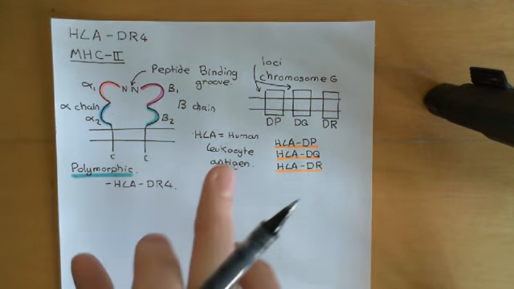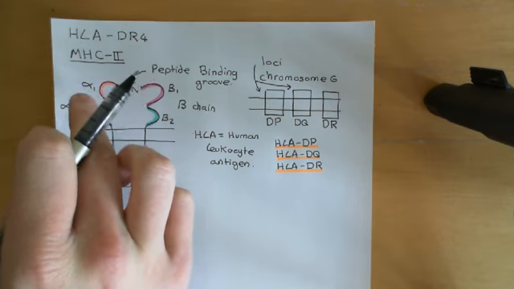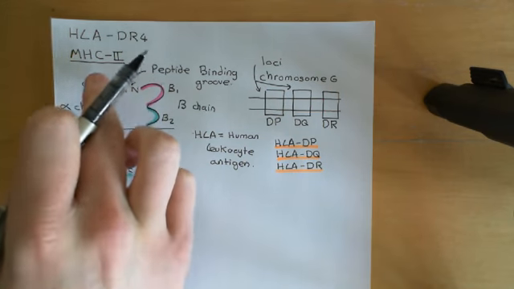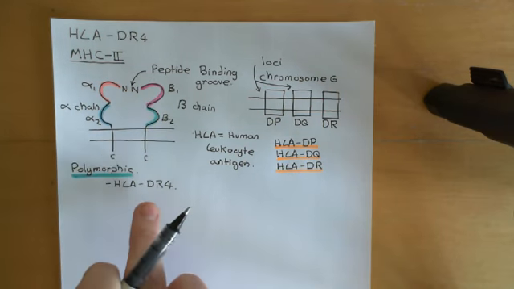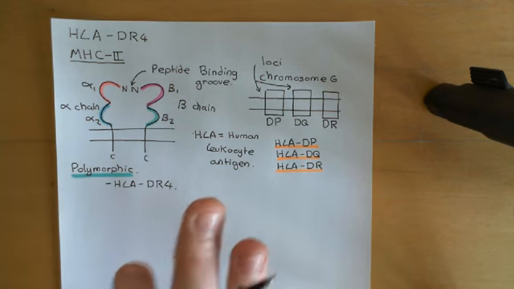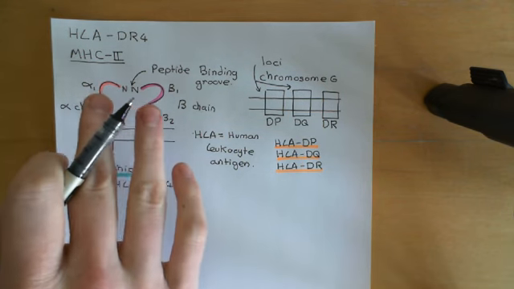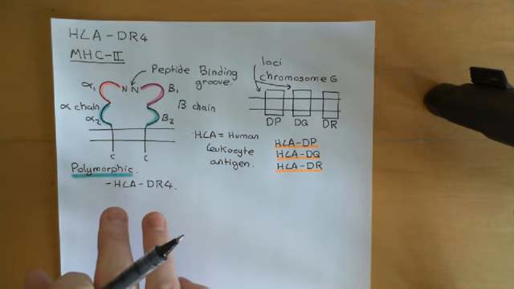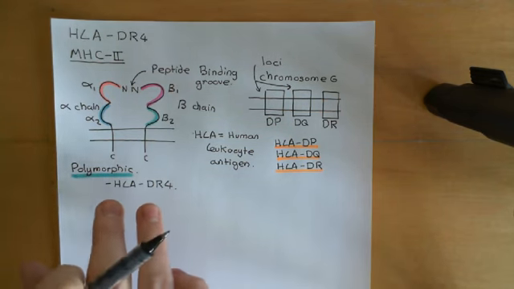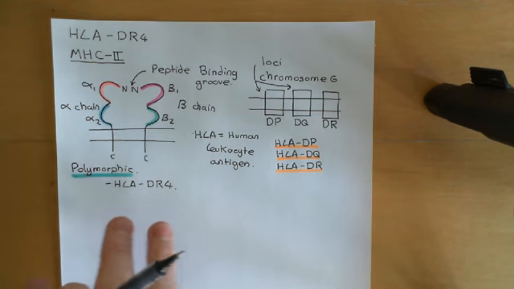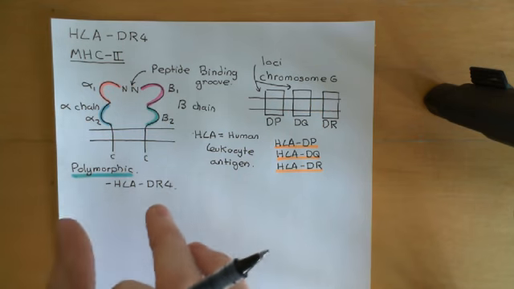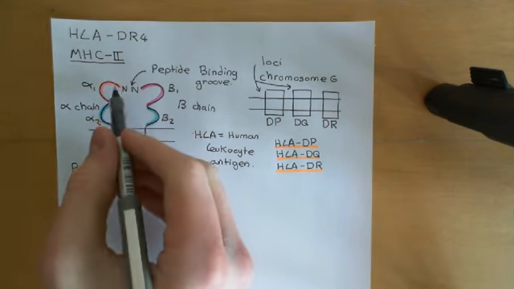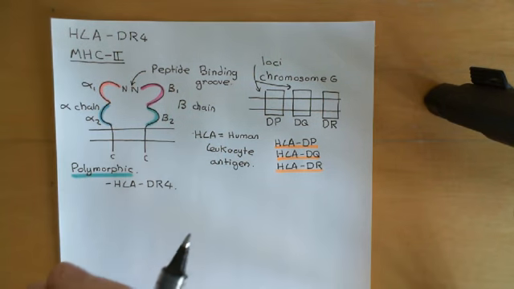You can't go onto the internet and find out the exact sequence of amino acids in the alpha chain and beta chain of HLA-DR4. No, that's not the way it is. There are loads of different alpha and beta chains that you can use to produce HLA-DR4 molecules. What is similar between all of these molecules that are classified as HLA-DR4 molecules is that they all bind very similar peptide fragments. They have very similar peptide binding grooves.